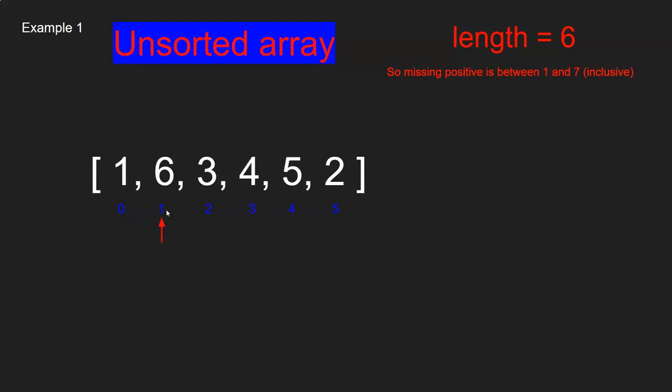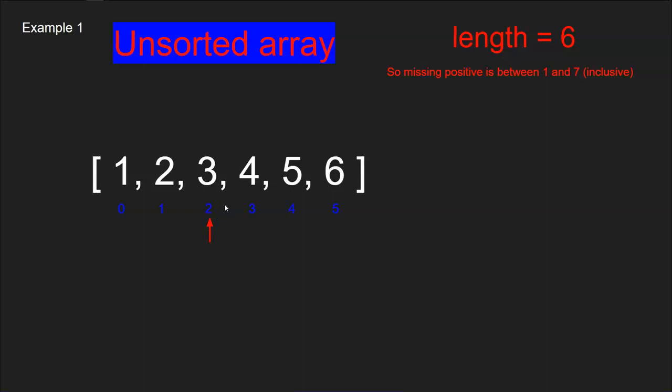Now at index 1, we have array element 6. The element 6 must sit at index 5. Here in our case, it is sitting at index 1. Hence, we need to swap the element 6 with the element at index 5. So let's do that. Now we swap the element at index 5 with the element at index 1. Now let's move our pointer to index 2.